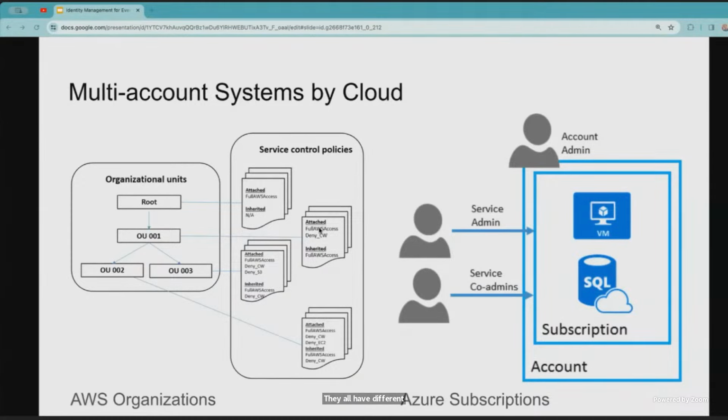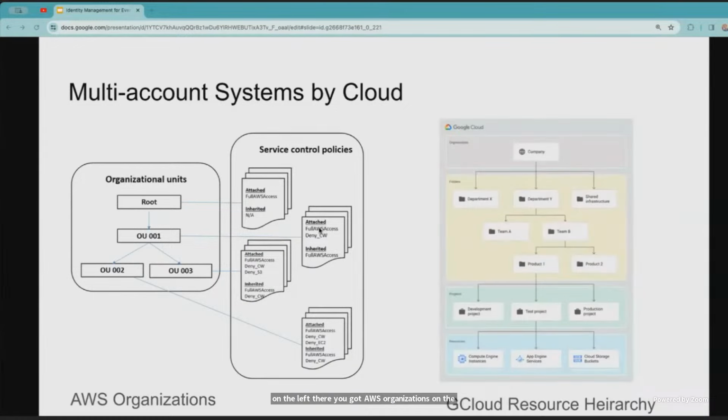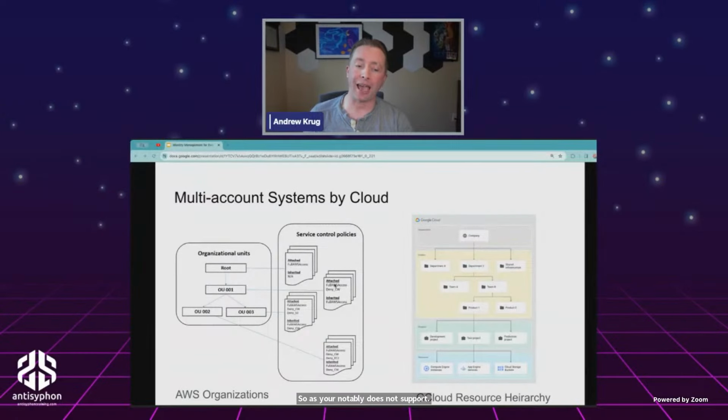So on the left there, you got AWS organizations. On the right, you got Azure subscriptions. And then on the right-hand side of this slide, you got the Google Cloud resource hierarchy, which has an organization, folders, which might look kind of like OUs to you. Then they have projects inside of them, and those projects have resources. So Azure notably does not support restriction of specific actions at the organization level yet. So feature request, if you want to put that into the Azure folks, it would be a nice value add if they did.